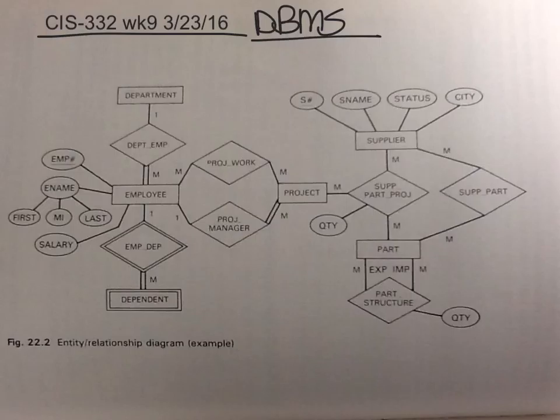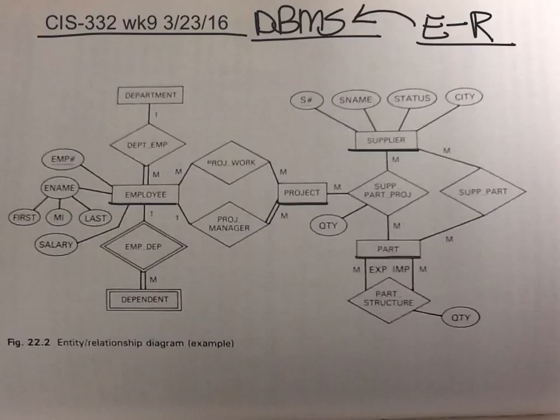Alright, so now we're working on entity relationship diagrams. These would help us before we actually start designing the database. So let's take a look at this example here. Rectangles represent entities. Diamonds represent relationships. And the ovals represent properties.